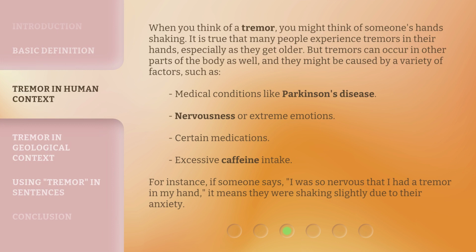When you think of a tremor, you might think of someone's hands shaking. It is true that many people experience tremors in their hands, especially as they get older. But tremors can occur in other parts of the body as well, and they might be caused by a variety of factors, such as medical conditions like Parkinson's disease, nervousness or extreme emotions, certain medications, excessive caffeine intake. For instance, if someone says, "I was so nervous that I had a tremor in my hand," it means they were shaking slightly due to their anxiety.